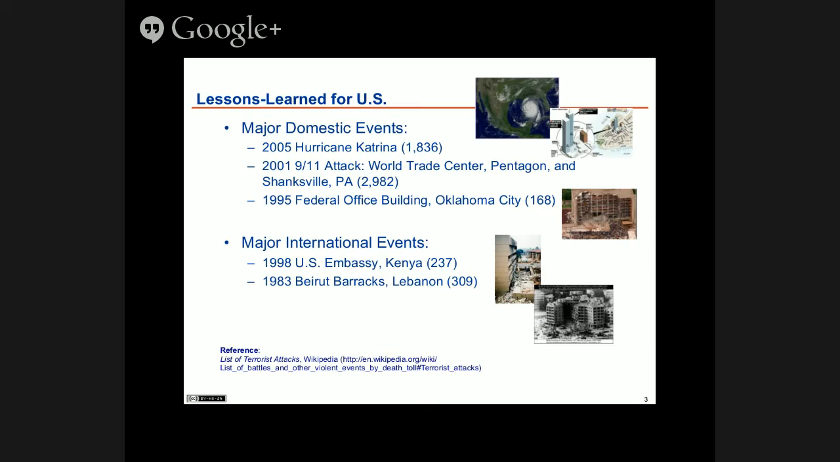So here are items related to domestic events. You had a number of them that have occurred. You had Hurricane Katrina, you had 9/11, which was the attack on the World Trade Center, Pentagon, and Shanksville, Pennsylvania. You had the Federal Office Building in Oklahoma City back in 1995. And then you had international events, with the U.S. Embassy in Kenya, the Beirut Barracks in Lebanon. More recently, Boko Haram in northern Nigeria, the Arab Spring. So you had a number of other events that have occurred, and all of these relate to physical security. So a lot of things to think about.